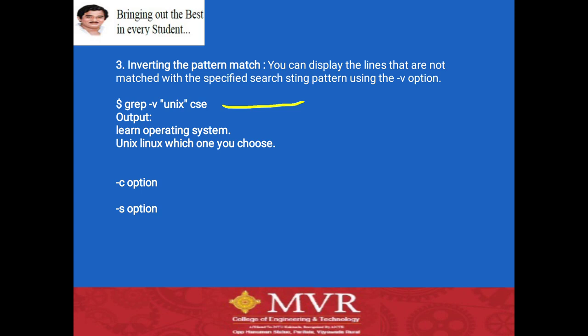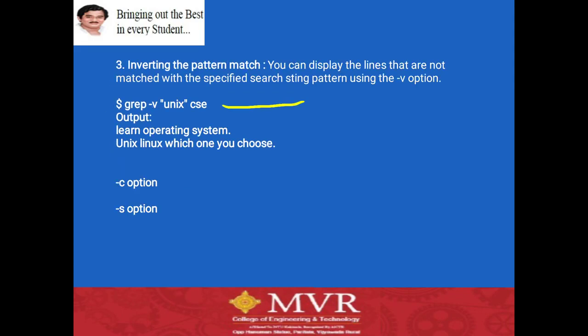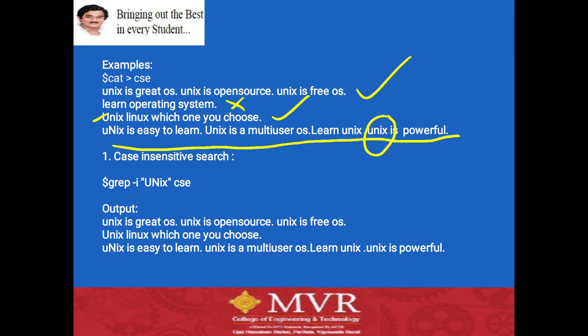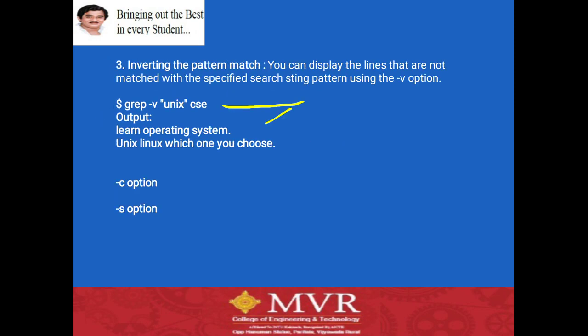So see, as we have seen in the example, the second line doesn't have unix, so therefore the second line will be displayed. It is displayed. And "UNIX, Linux, which one you use?" is nothing but the third line. See, here in this third line UNIX is there, but as I told earlier, here the U is a capital letter, so it is not matching the given pattern. Here I am using only small letters. That's why the third line is also displayed, because we are using the -v option.